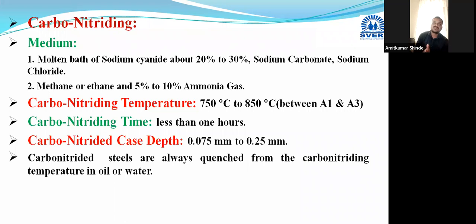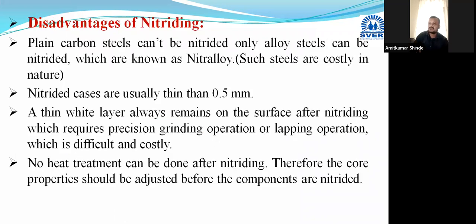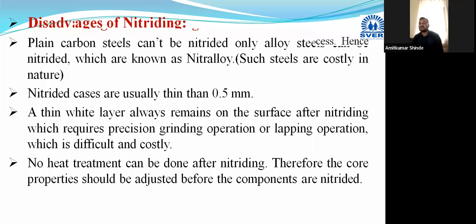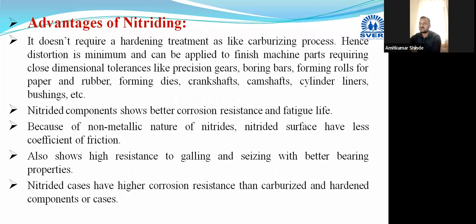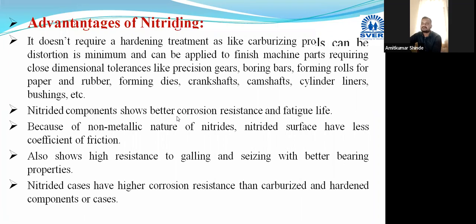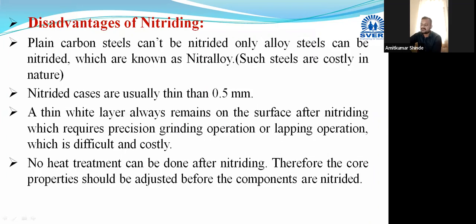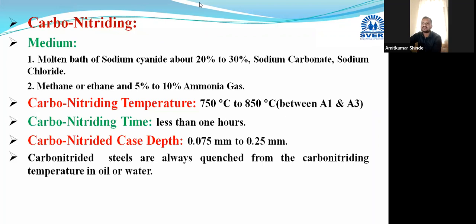Then the next is the applications. Already I have mentioned some names of components on which we can perform the nitriding: precision gears, boring bars, forming rolls of the papers and rubbers, forming dies, crankshaft, cylinder liners, and bushings, etc. So in this way, we have completed nitriding also.